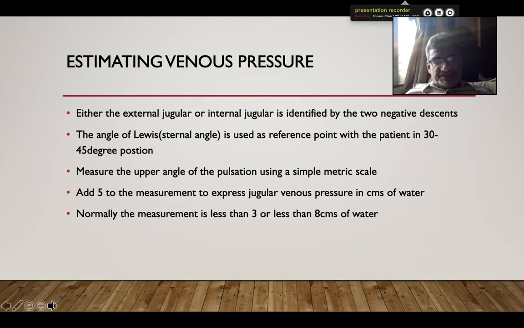It's very important. Measure the upper level of the pulsation using a simple metric scale. Add 5 to the measurement to express jugular venous pressure in centimeters of water. For example, if the normal measurement is less than 3, then the jugular venous pressure is less than 8 centimeters of water.